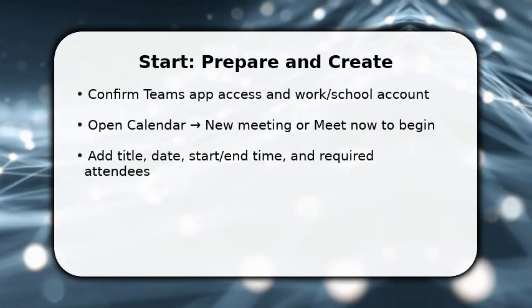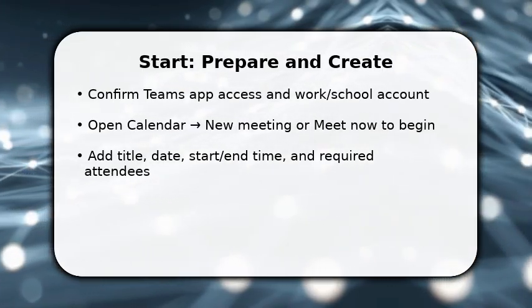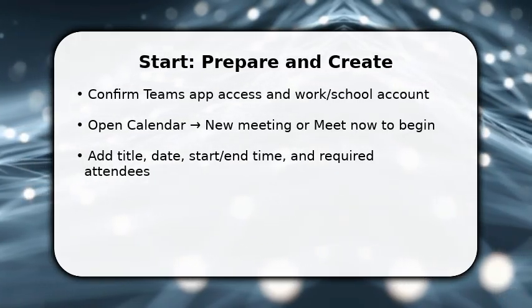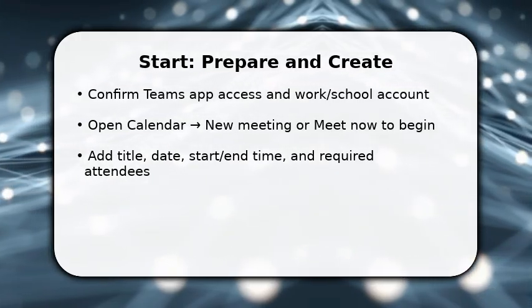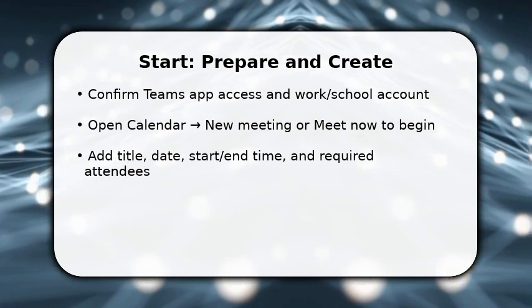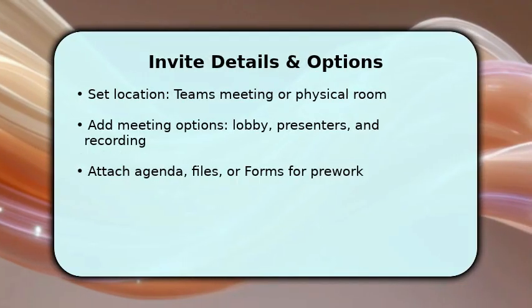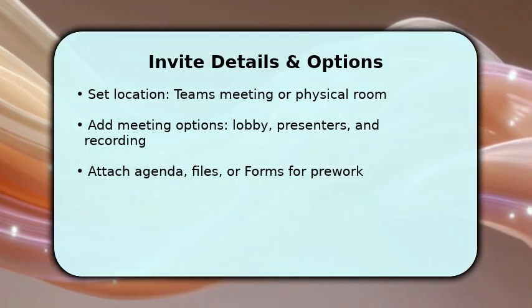Add required attendees now to trigger invites and optional attendees if flexible. Once done, include a short agenda in the description so attendees understand why they should attend. You now refine the meeting by selecting Teams Meeting as the location. This inserts the join link automatically.